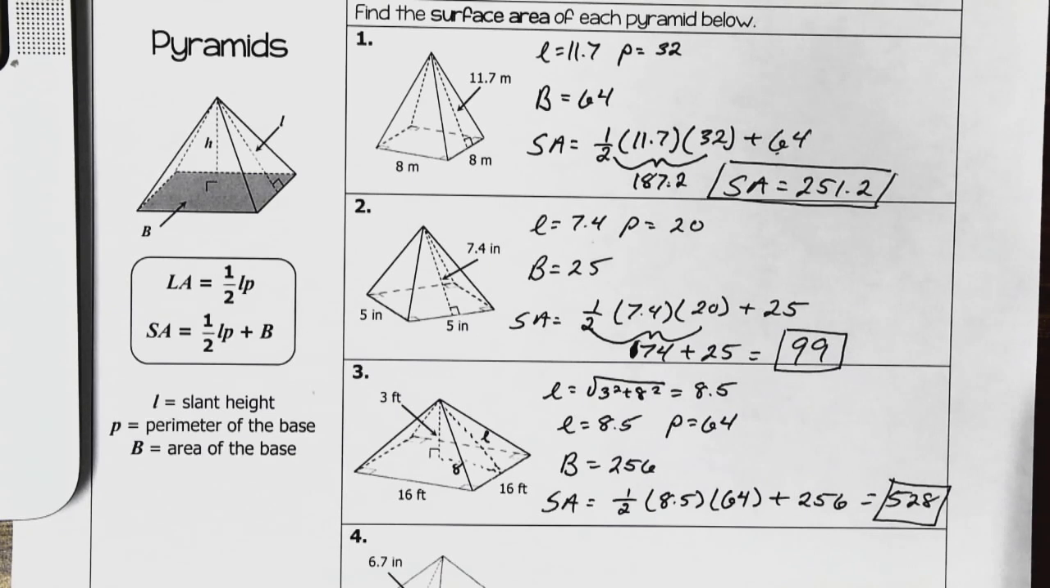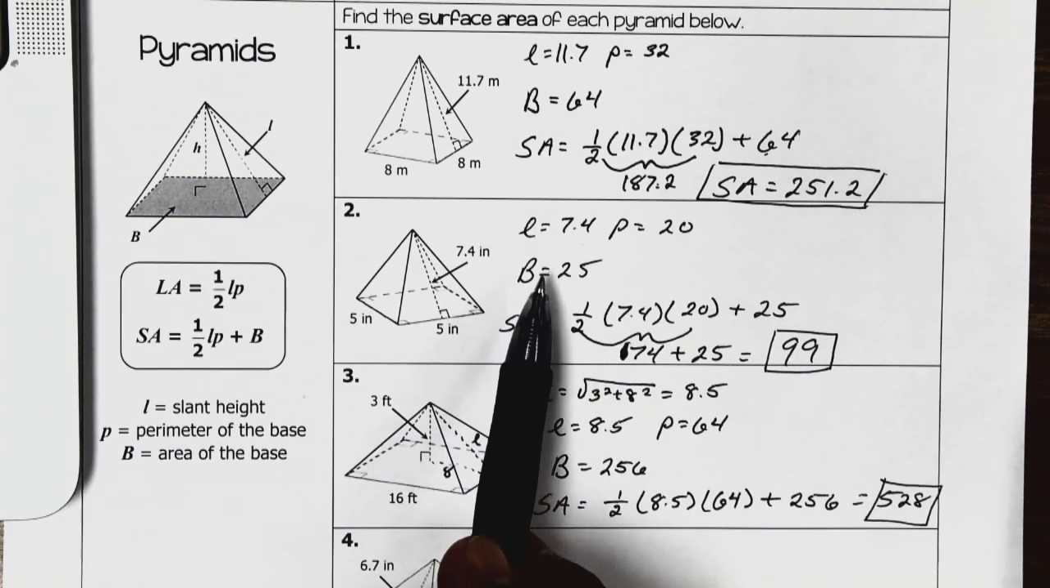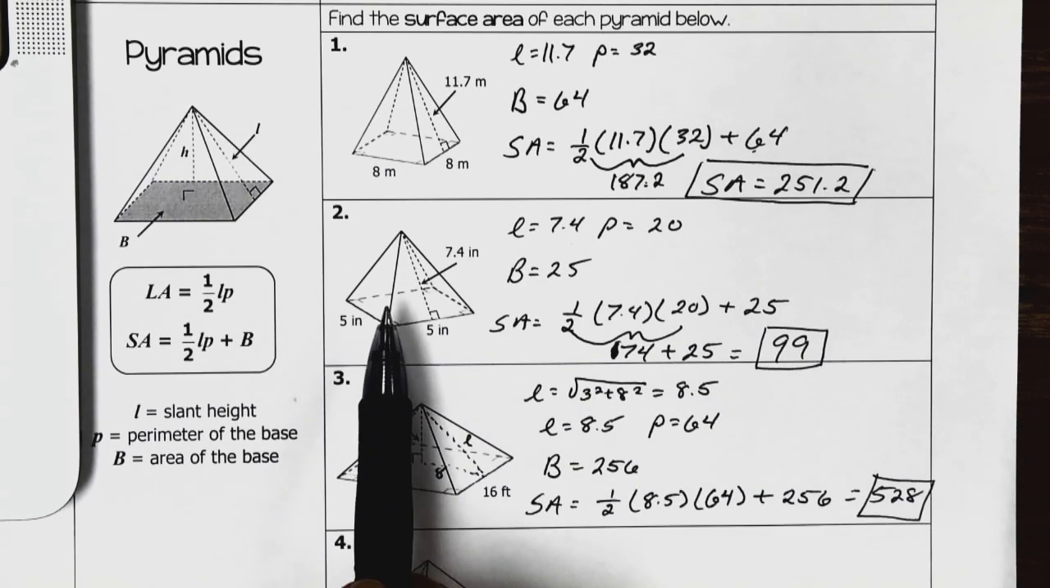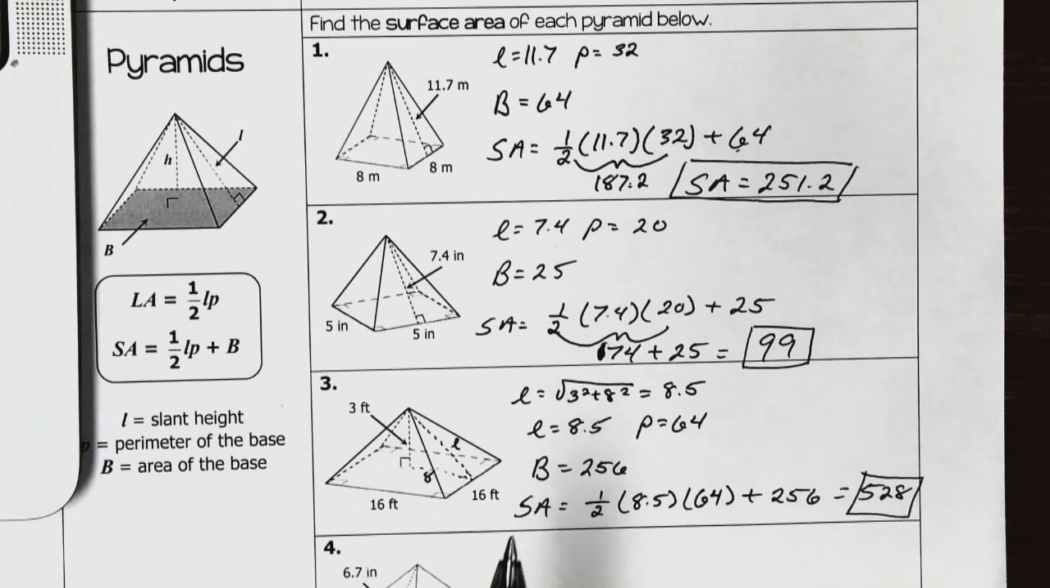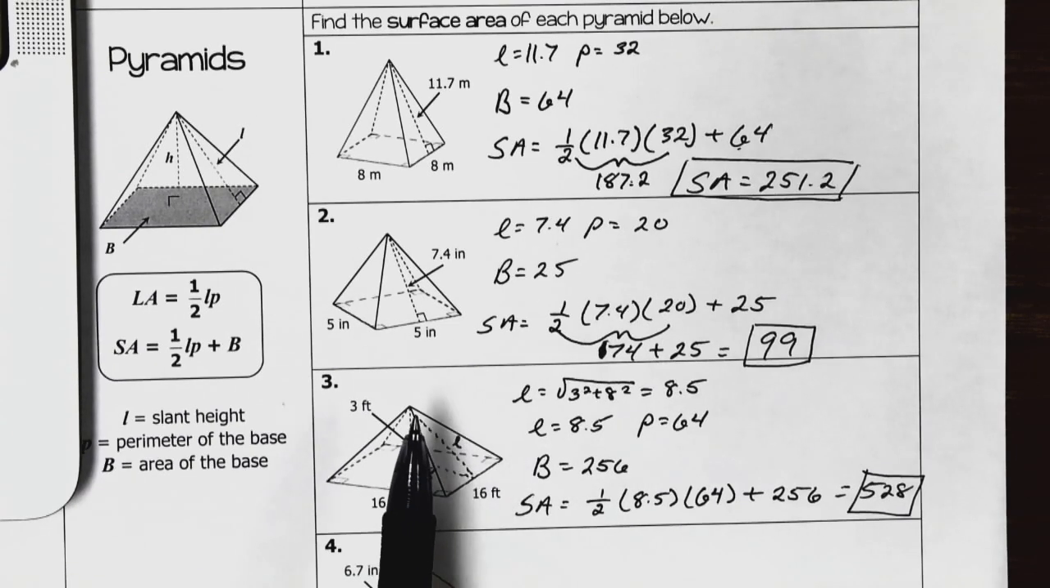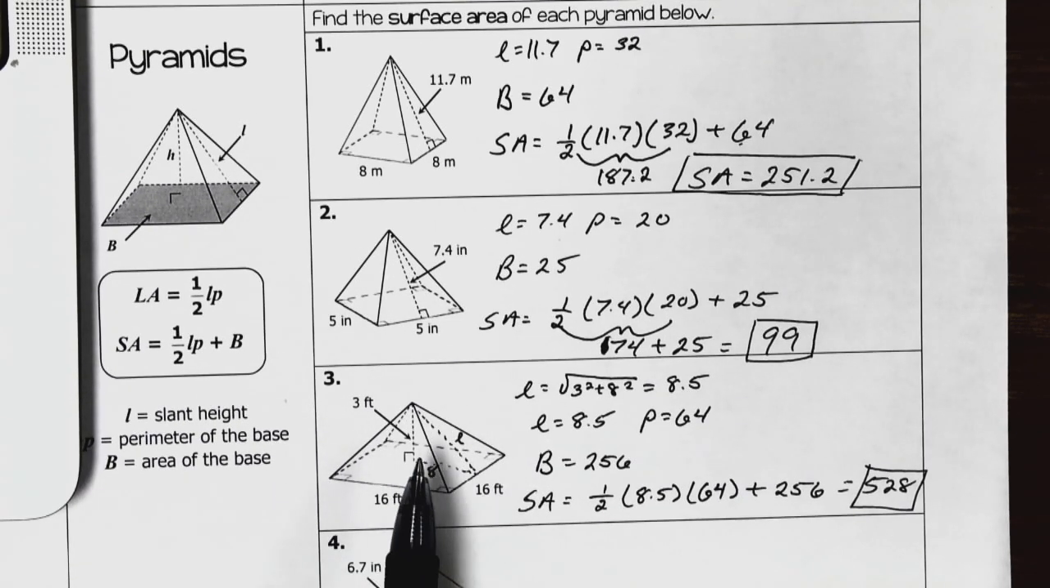All right, so those are examples of square pyramids. Pretty straightforward. Just make sure that you remember that to get big B is just the length times width. Now, for this one, we needed to get slant height, so you do have to do Pythagorean theorem if you're given the height. And of course, right here, this measure is half of the side of the square, so it would have to be 8.